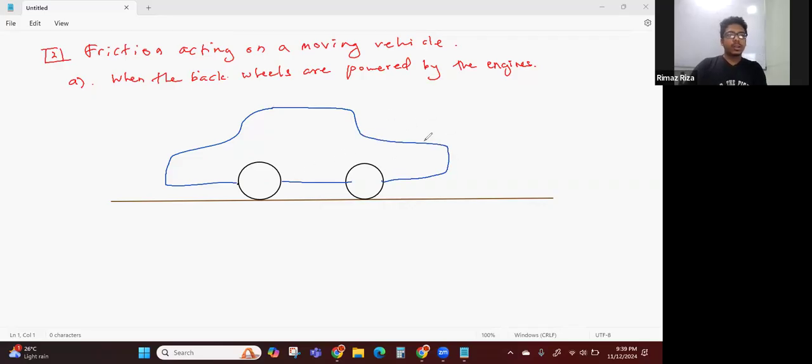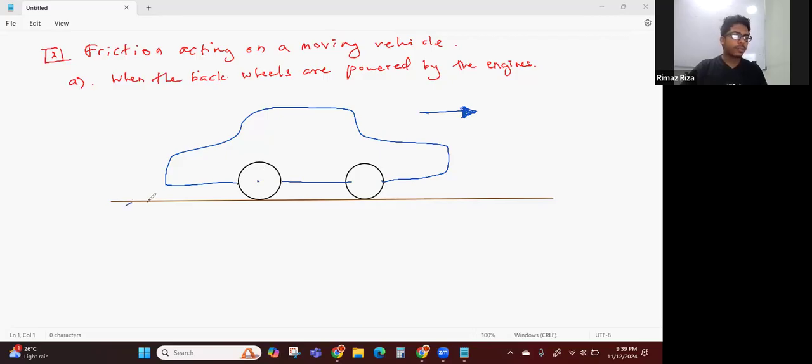Okay, so let's say this is the front of the car. The car is moving in this direction by powering the two back wheels. It's a side view, so we can see only the wheels on one side of the car. The engine powers the back wheel. In the engine, the combustion of air and fuel will rotate the piston so that the motor will rotate, and then it will rotate this wheel.